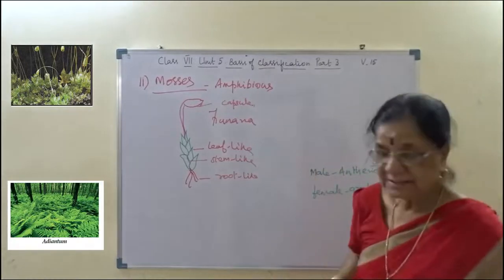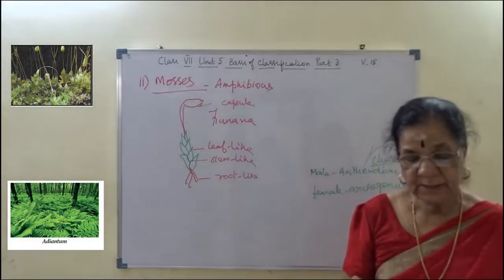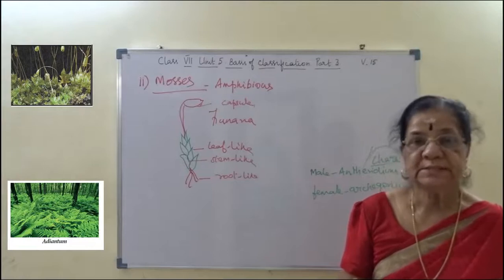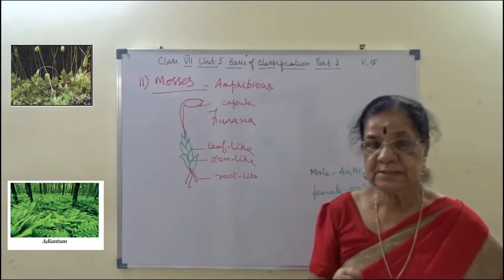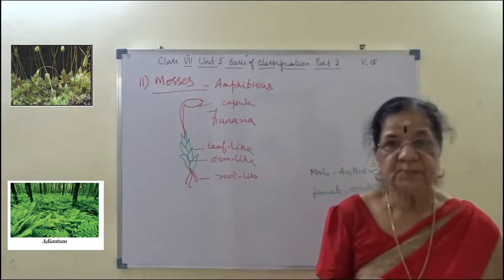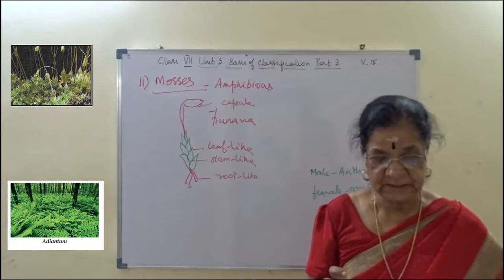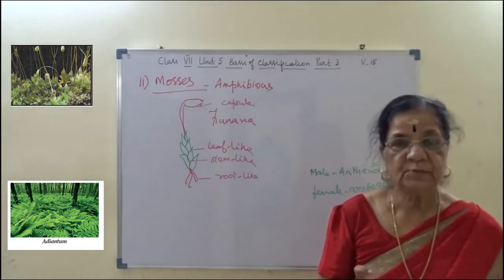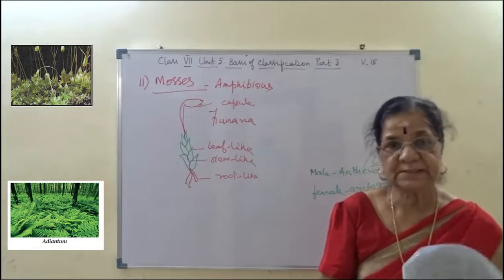They have root-like, stem-like and leaf-like structures and reproduce both by sexual and asexual methods. Vegetative reproduction is by fragmentation and gemma formation. The gemma is a cup-like structure. That is reproduction in mosses.